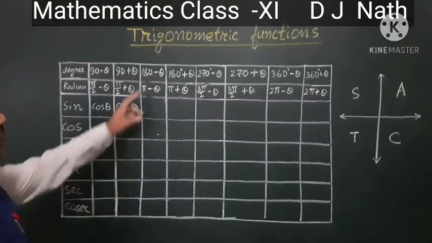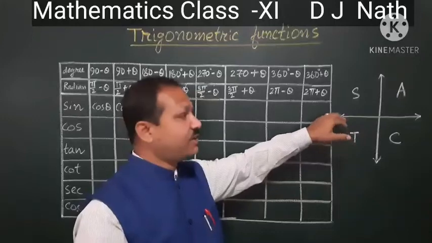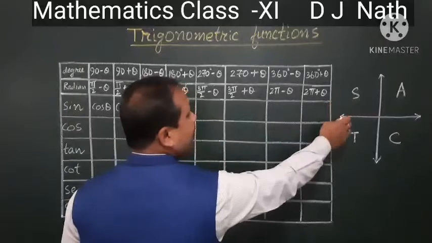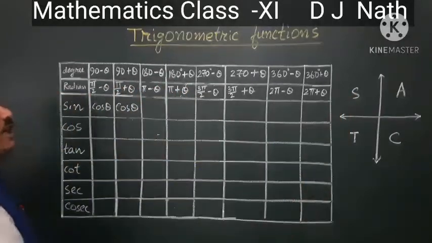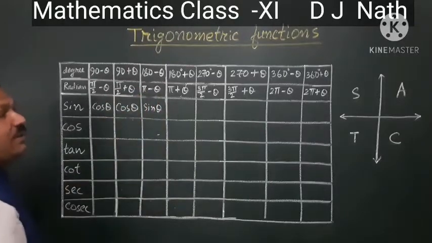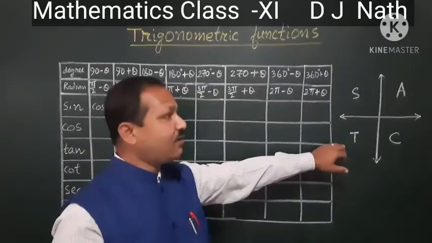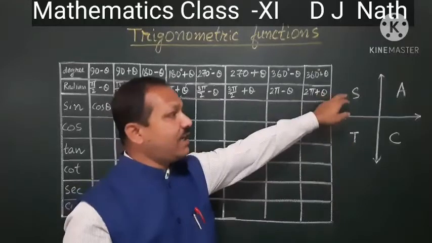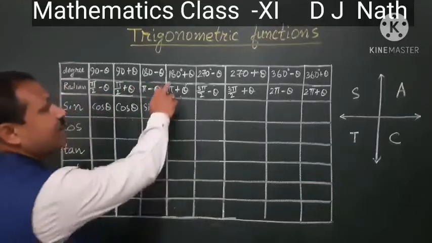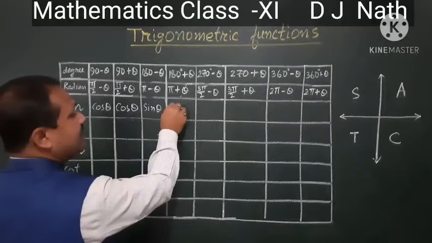Next, 180 minus theta. When we are using 180, this line, sin will not change, sin will remain as sin. So 180 minus theta is the second quadrant, so it will remain sin theta only. Now 180 plus theta goes to the third quadrant. In the third quadrant sin is negative; here only tan and cot are positive. So we are using 180, or pi, so sin will remain sin, and it will become minus sin theta.